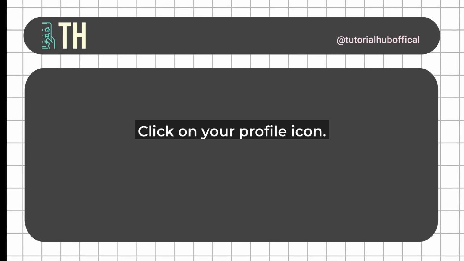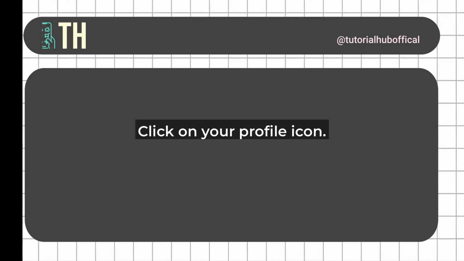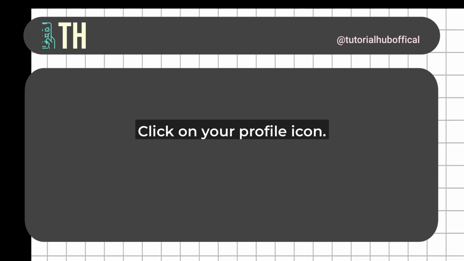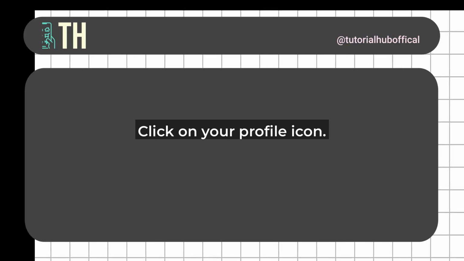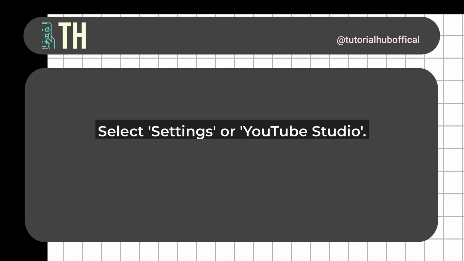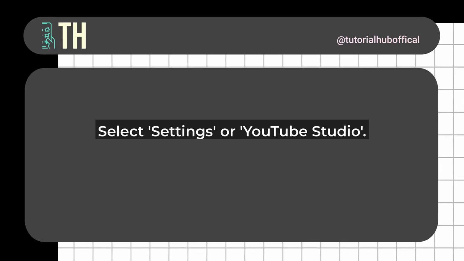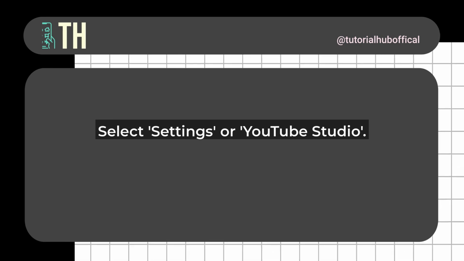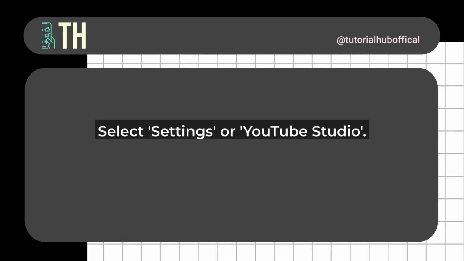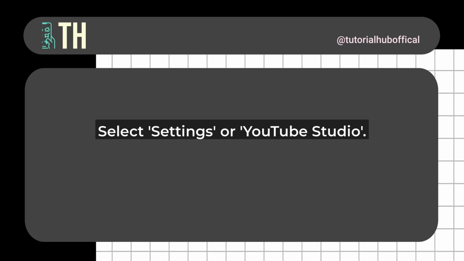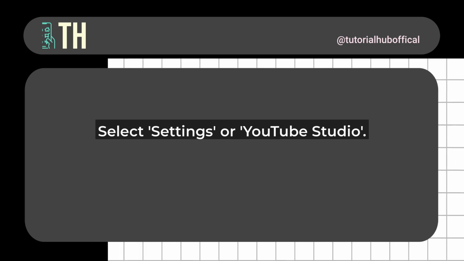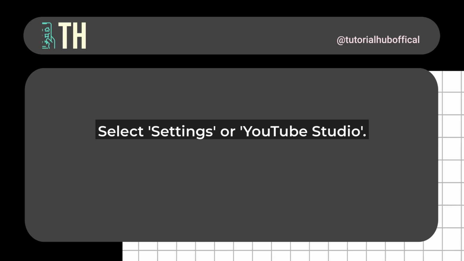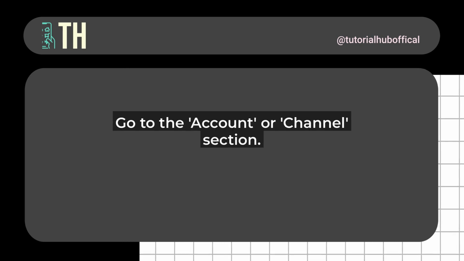Once you're in, head over to your profile icon in the top right corner and click on it. From the drop-down menu, select Settings or YouTube Studio if you're a creator. This is where the magic happens. Now, in the Settings menu, look for the Account or Channel section. You'll find an option labeled something like Channel Name or Display Name. Click on that, and it should prompt you to edit your current username.